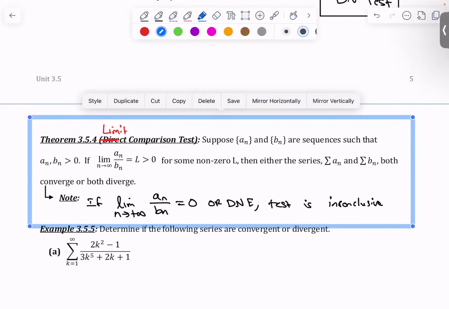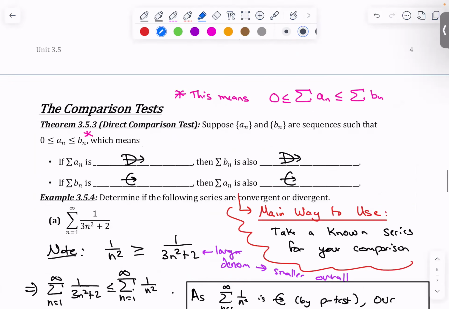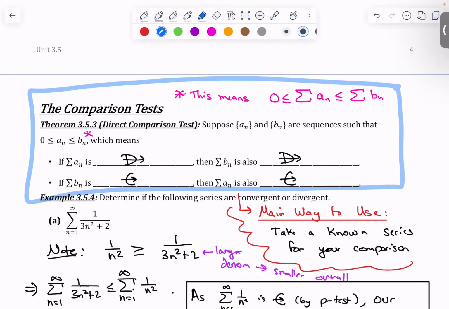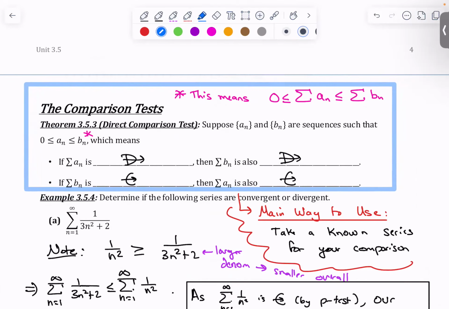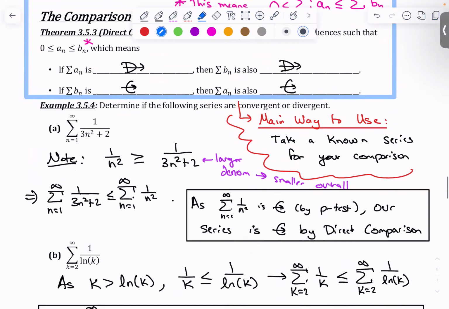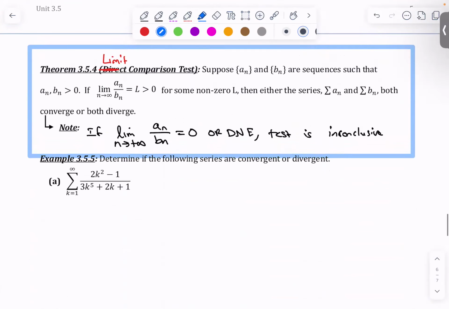Did I box the other one? I don't think I did. Nope. The reason I'm boxing them in is so that when you're looking back through your notes, if you're trying to do practice problems, you can find them all very easily because they're all boxed in. So if the limit of that ratio does equal 0 or infinity, there's no information. You need to try it again with a different sequence or try a different test. That's kind of like the divergence test.